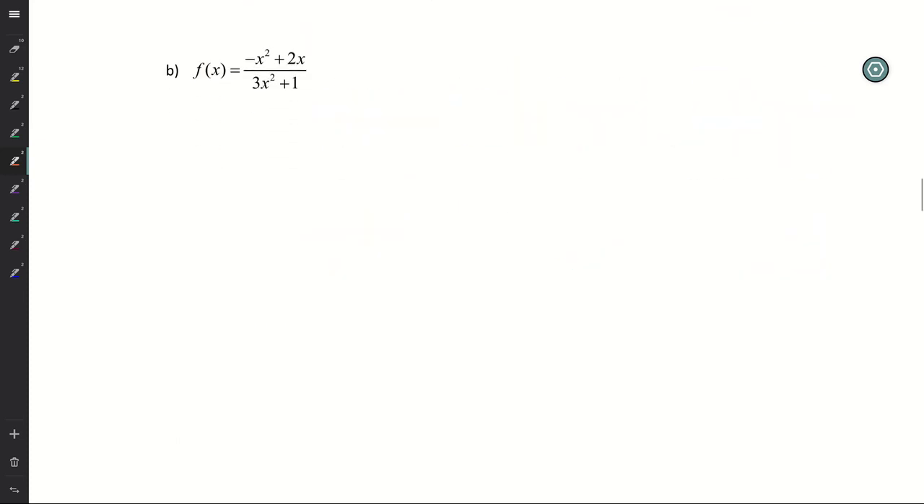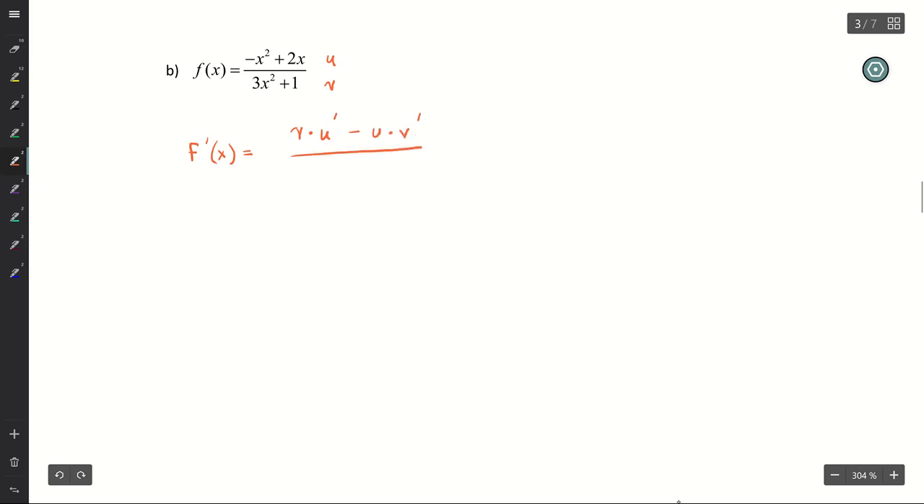All right, this next problem down, we'll do the same thing here. We're going to say the top will be U, the bottom would be V. So taking the derivative, f prime of x equals, we start with the bottom, so it's V times the derivative of the top, and then minus the top times the derivative of the bottom, and then all over the bottom piece squared.